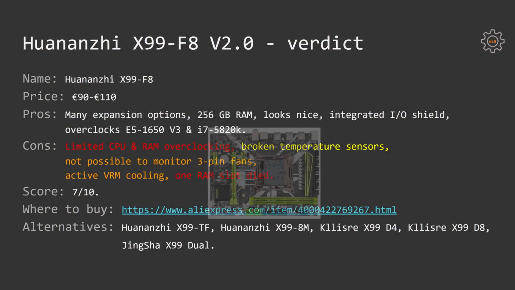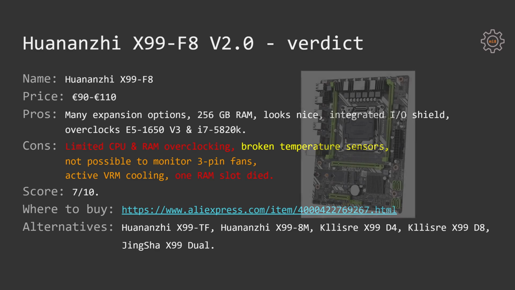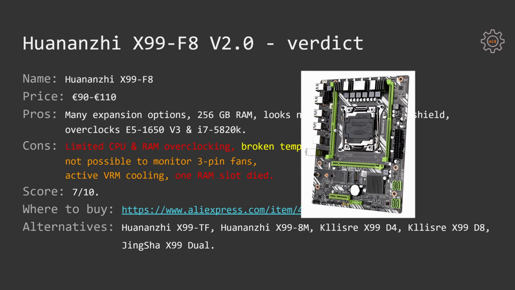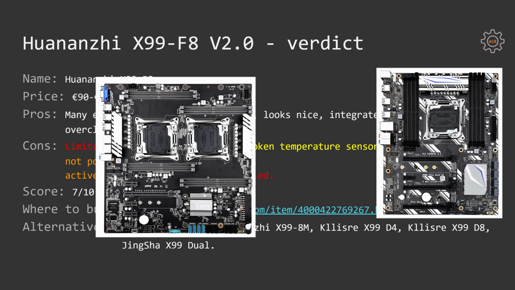If you are looking for something tiny, take a look at Huananzhi X99-M8. This is a micro ATX form factor motherboard, but it has just 2 memory slots, so you will get just a dual memory channel configuration. Right now I have in my test laboratory Clisre X99-D4. This is also a tiny motherboard, also with just 2 memory slots. And I'm expecting Clisre X99-D8 as well as X99 dual socket LGA 2011 version 3 motherboards. Once I receive the motherboards, I will test them and provide detailed results on my channel.